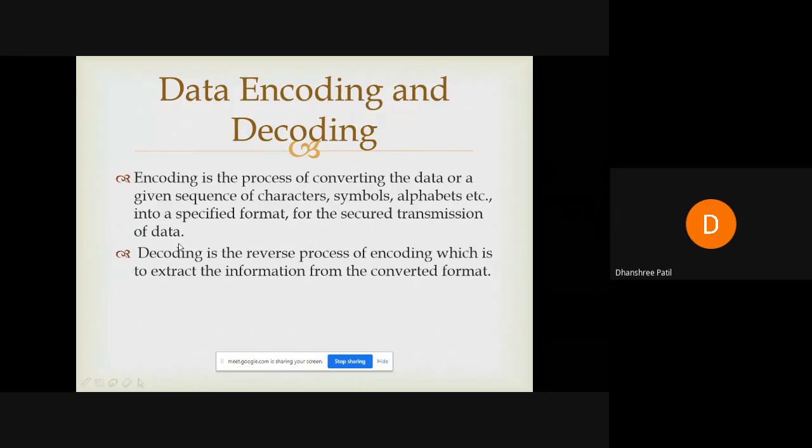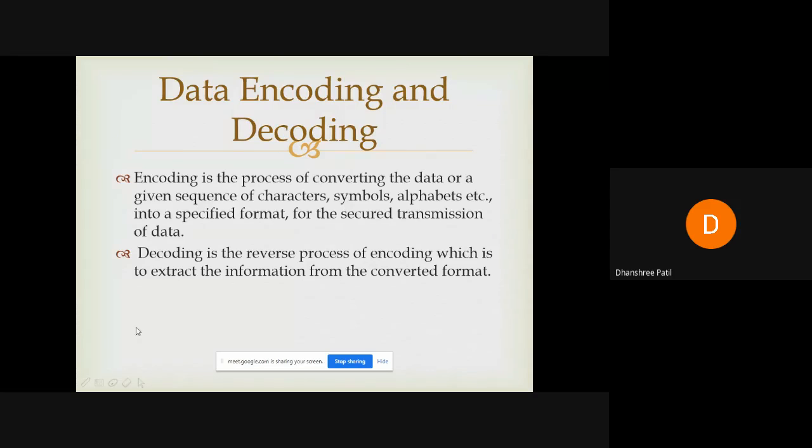for the secure transmission of the data. Encoding means converting the data or given sequence of characters. Data means 1010 or any characters. If it is given, then we have to convert that into a specified format. The types of that particular format are what we are going to see. That is nothing but the encoding. And why is encoding done? It is for the secure transmission of the data.